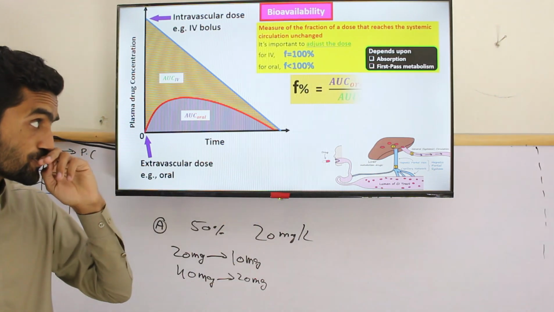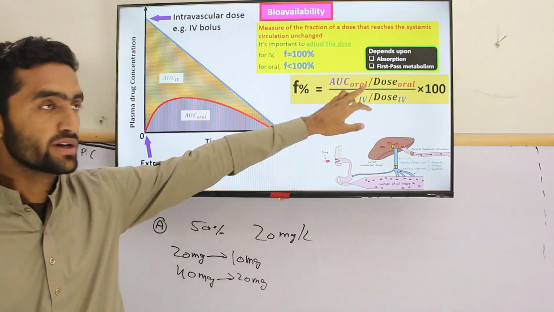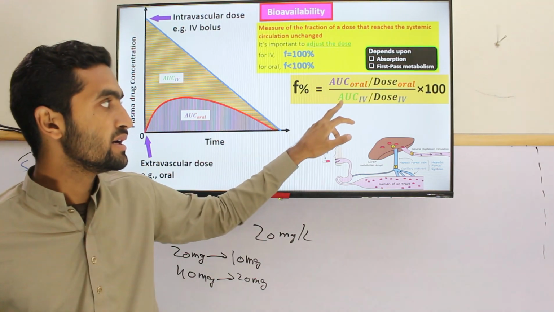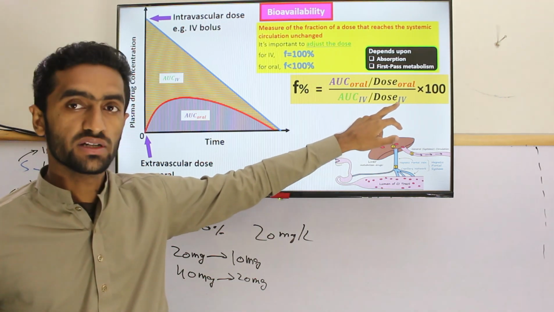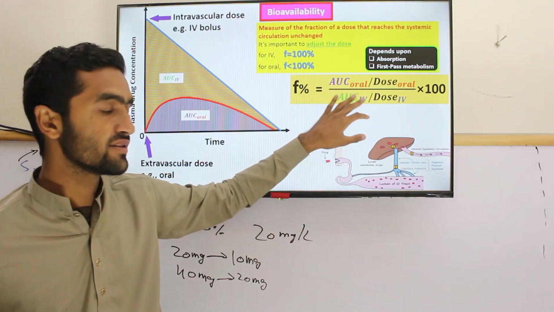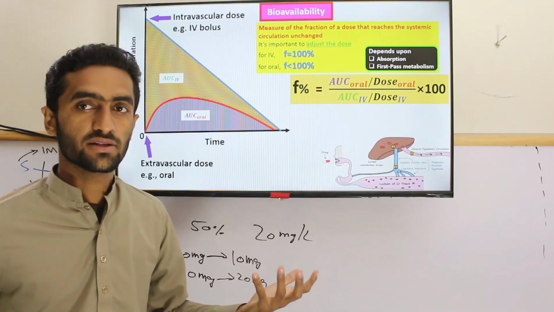Here is the formula: area under the curve orally over the dose orally, divided by area under the curve intravenous over the dose intravenous. We multiply by 100. This gives a fraction, and by multiplying by 100 we get the actual percentage.